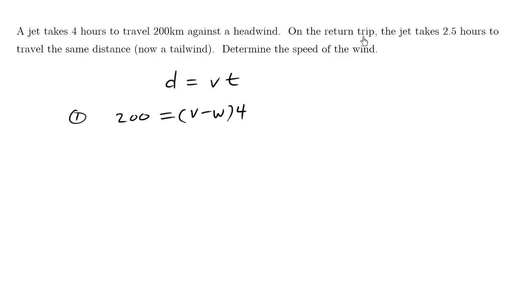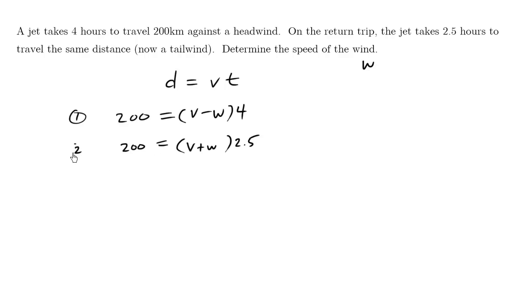On the return trip, the jet takes 2.5 hours to travel the same distance. So the time is now 2.5, and then here that's the velocity and the same distance. On the return trip, we have the same wind, it's now a tailwind, so we're going to be going faster by that same wind amount. Determine the speed of the wind. We need to solve for w. That's what we're trying to do.